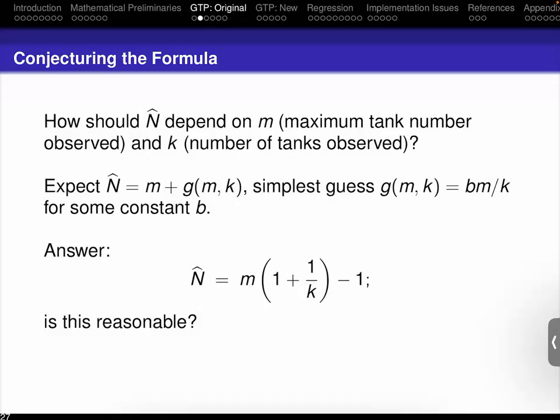So if we look at the case when k equals capital N, then you get capital N times 1 plus 1 over n. That's going to be n plus 1 minus 1, which is capital N. So the formula works in that case as well. This is not a proof, but it does show that it matches the intuition we have that it should be increasing with m, decreasing with k. The extreme cases, it works.